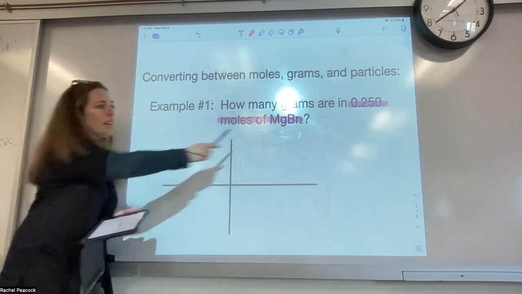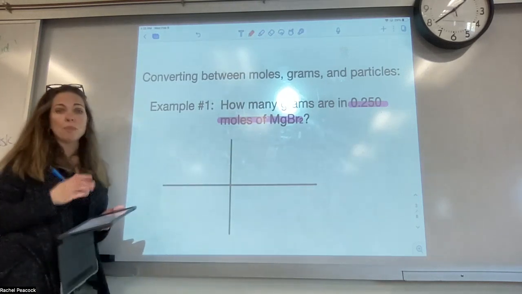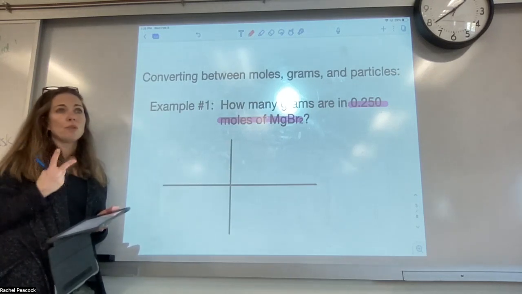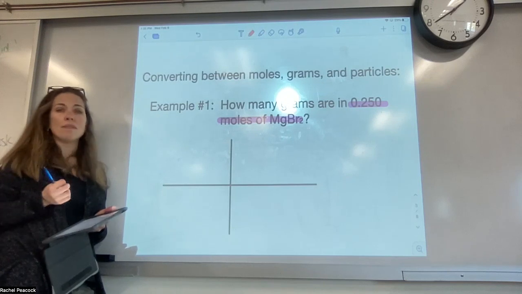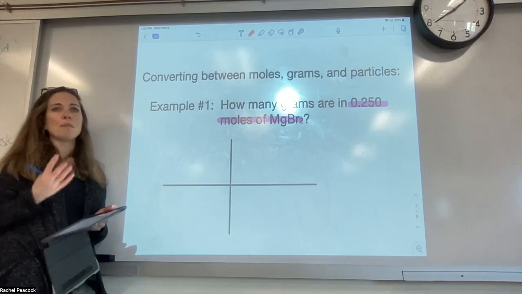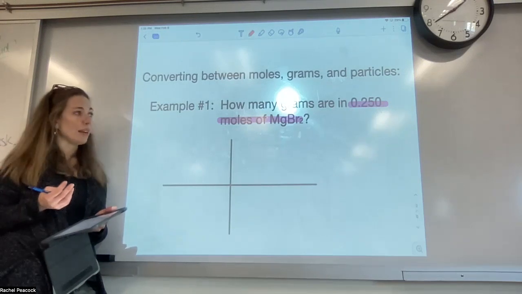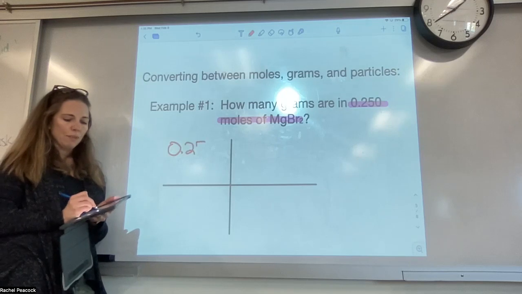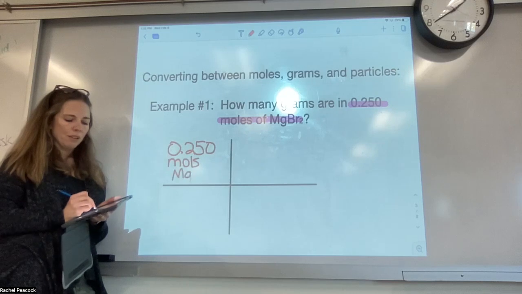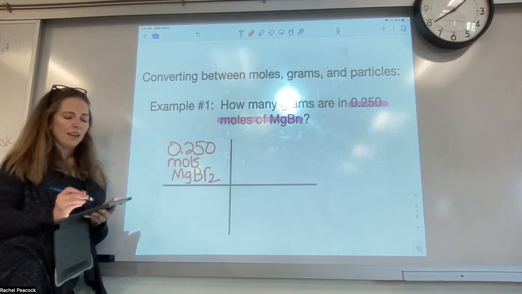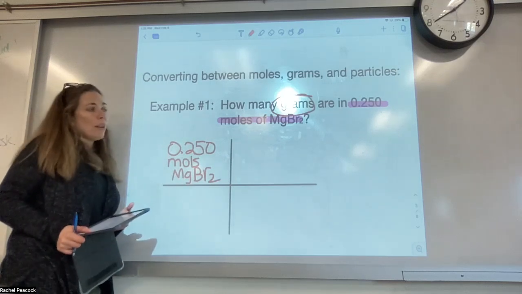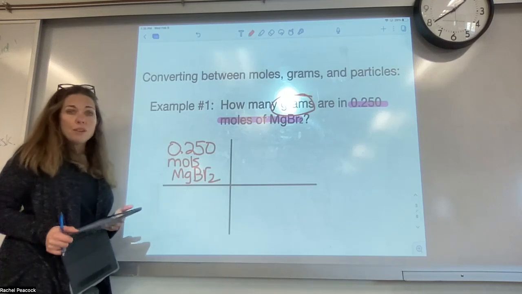I would encourage you to get in the habit of writing the substance down, because next week when we use a fence, you're going to be doing two substances in one fence, and you're going to get confused about which number goes with which substance if you don't actually label, okay? So in this case, I'm starting the fence with what I was given in the problem, which is 0.250 moles of MgBr2, okay? I've been asked to find grams, all right?